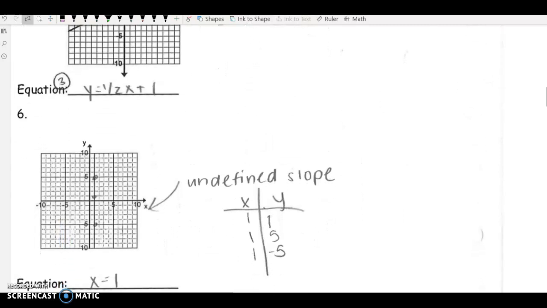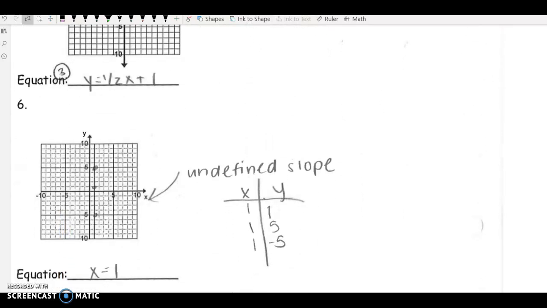Number 6 was an undefined slope. I've had a few of you guys say, Ms. Swiderski, can I just write undefined slope? Yeah, that's awesome that you see that. But I also want you guys to think about this chart, right? We talked about the chart and how you could go in and plug in points to figure out if it's an x equals or a y equals.